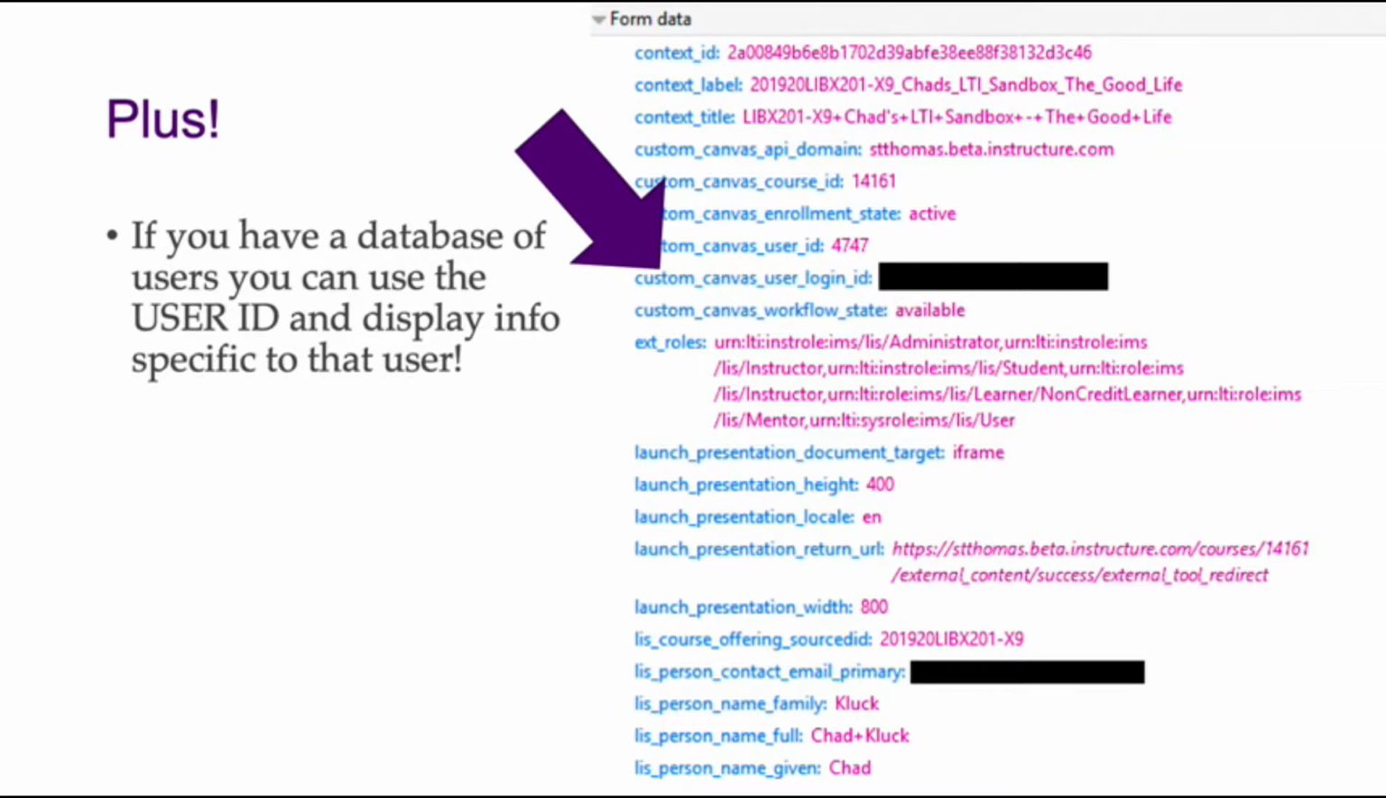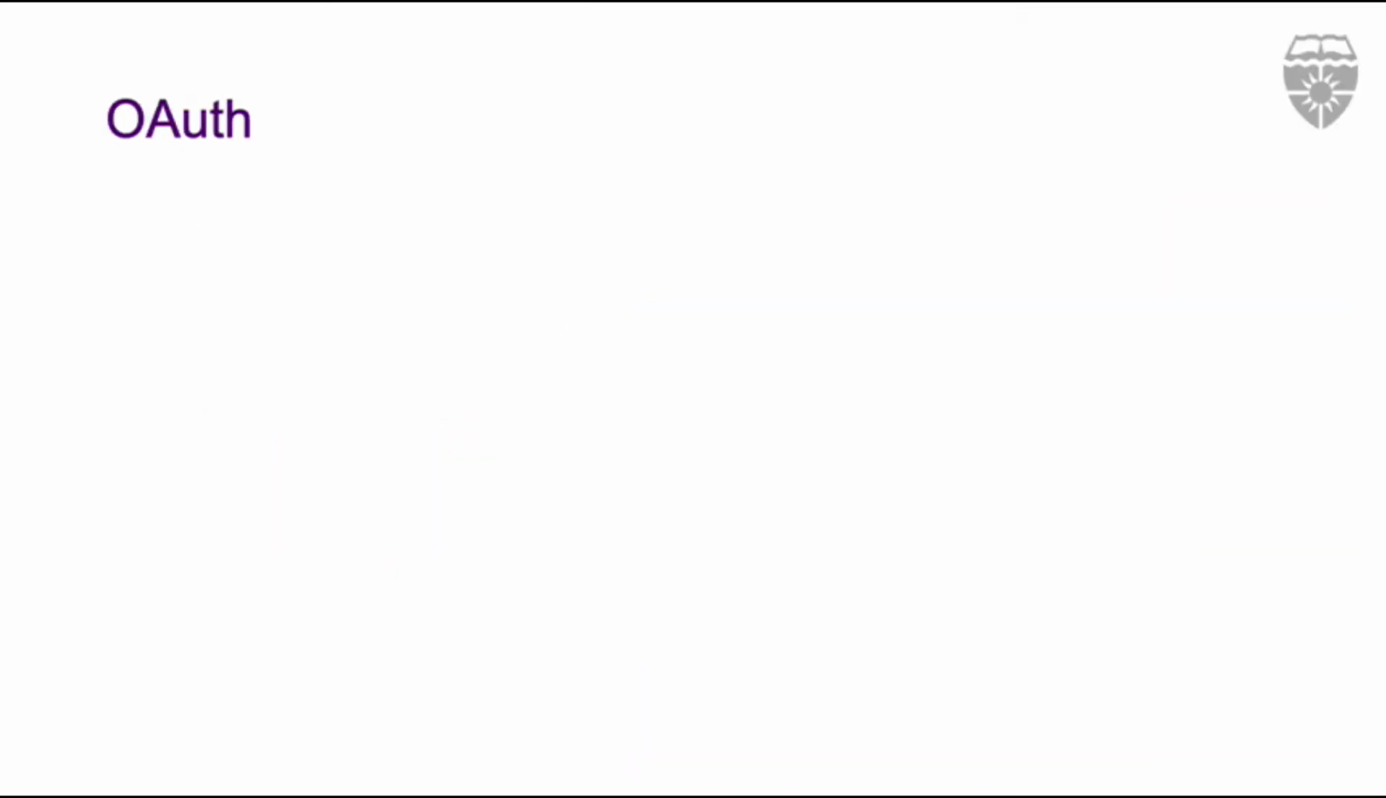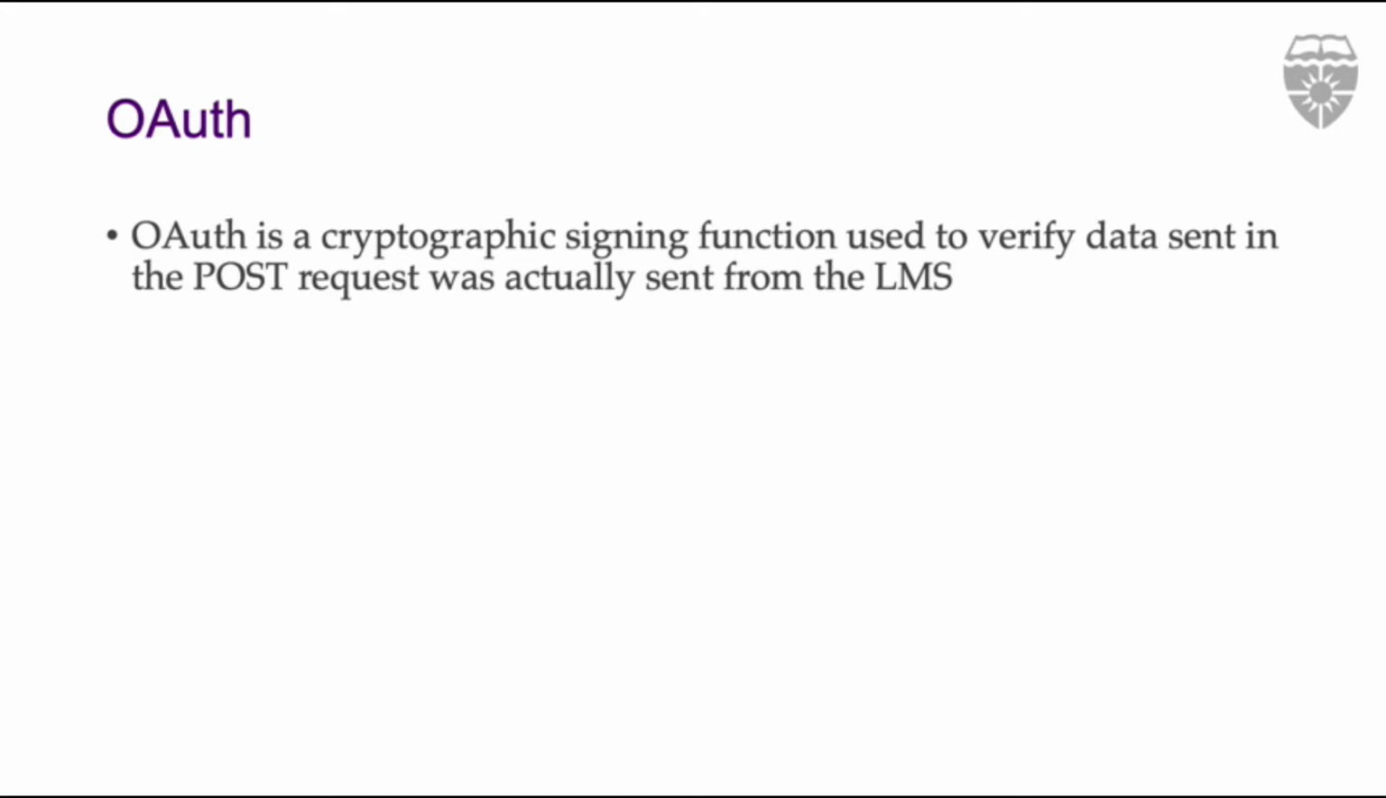And if you have on your own system a database of users, like Alma, you can actually use a user ID or whatever it is that you want to do and display info specific to that user. No. Do not do that without implementing OAuth first. OAuth is basically an encryption protocol. It's a cryptographic signing function that is used within a post request that makes sure that the information my application is receiving from a source is authenticated.